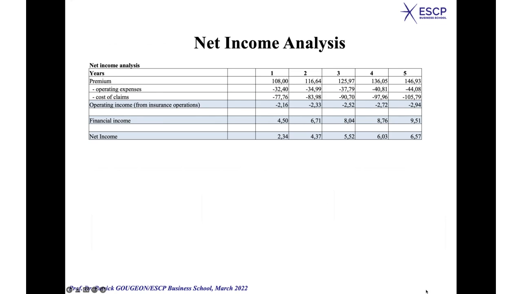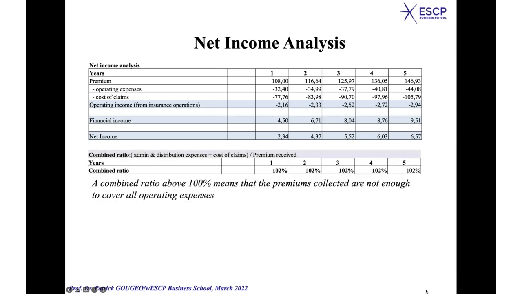But does it mean they have no profit in the end? No, indeed. Why? Because they also have this financial activity. They invest. And as you can see, they get a financial income year after year, starting from 430, which is growing year after year because the amount of funds is growing. And the net income in the end is positive because the financial income is high enough to compensate for the operating losses.